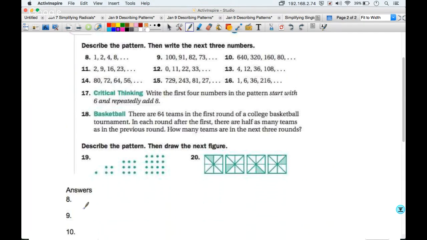Number 8, a good word to describe this pattern: it's a doubling pattern. You can see we're multiplying by 2 each time. So we are doubling the value each time. So doubling is a good word for a pattern like number 8. The next 3 numbers would be 16 after I doubled that 8. If I double the 16, I get a 32, and if I double the 32, I get a 64, and then that pattern keeps going on.